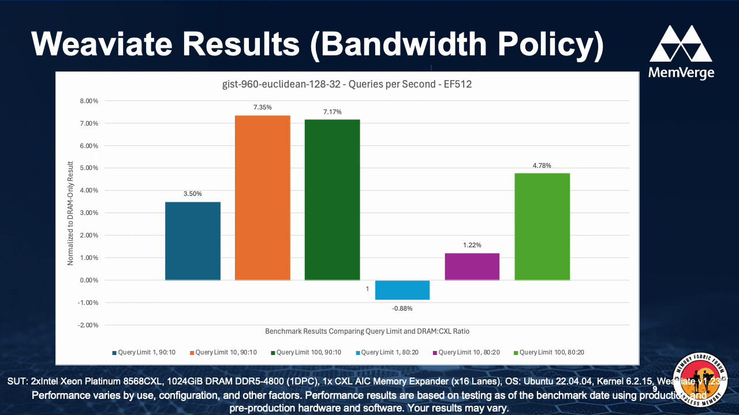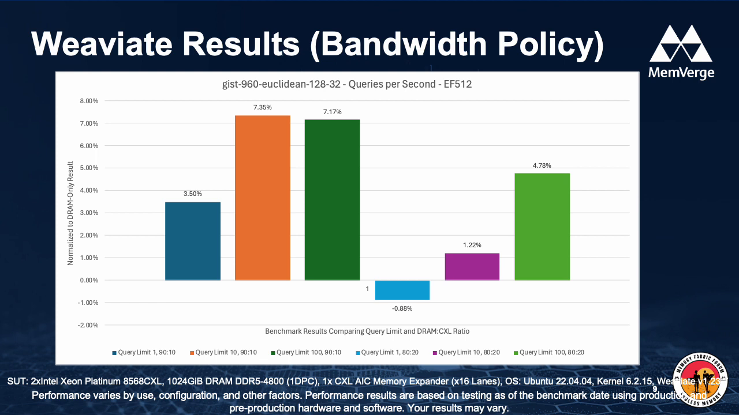Each one is designed to test the database with different sizes, so different numbers of objects, and a different number of dimensions in the vectors. GIST 960, which I pulled out here, has 1 million objects and a depth of 960 dimensions. So that's the GIST 960 Euclidean here.